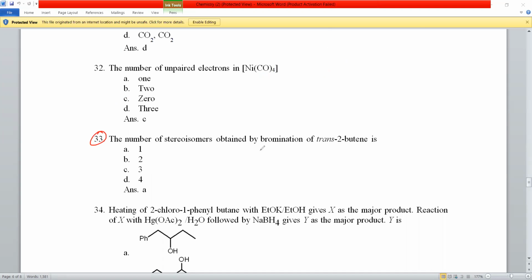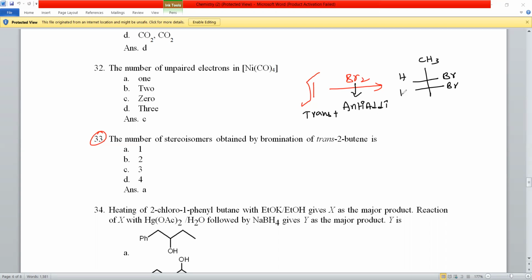Next, question number 33. The number of stereoisomers obtained on bromination of trans-2-butene. This is trans-2-butene, students, and we are doing bromination here. Since we know very well, bromination is anti-addition, and this is also trans. So trans plus anti-addition gives a meso compound, with CH3, H and H. Both are anti, so trans is opposite and anti-addition is also opposite. So we are getting the meso compound. So only one stereoisomer is possible here.